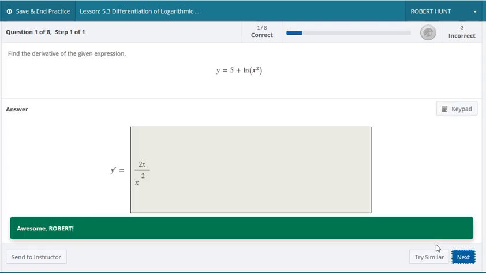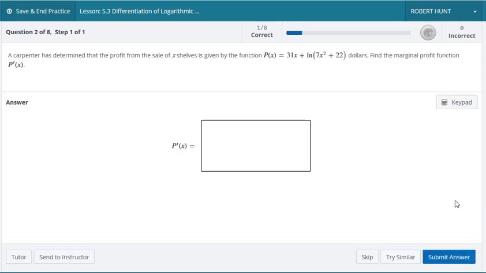Okay, great. Let's see what's next here. It's a word problem, but it's still basically just asking for a derivative. Carpenters determined the profit from the sale of x shells is given by this function. So it's a profit function, 31x plus the log of 7x squared plus 22. Find the marginal profit function. Well, marginal just means derivative, so it's asking us again to take the derivative of this function. The derivative of 31x is 31, just with the power rule.